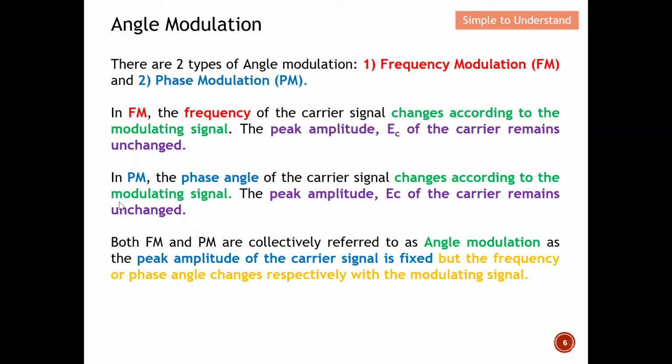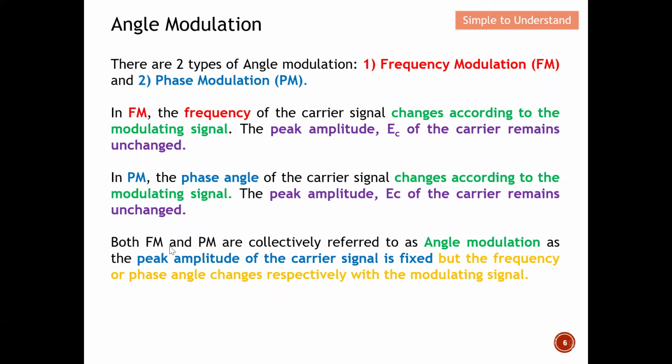Phase modulation is actually quite similar to frequency modulation. But for phase modulation, the phase angle of the carrier will change according to the amplitude of the modulating signal. Very similar to frequency modulation, only the phase will change according to the amplitude of the modulating signal. Again, I would like to re-emphasize that the peak amplitude of the carrier remains unchanged.